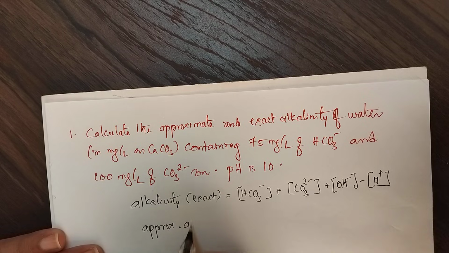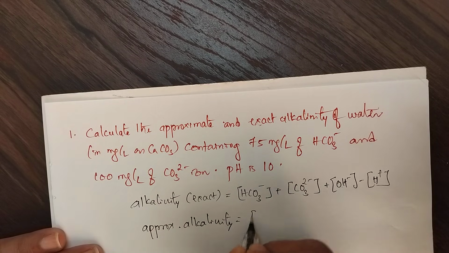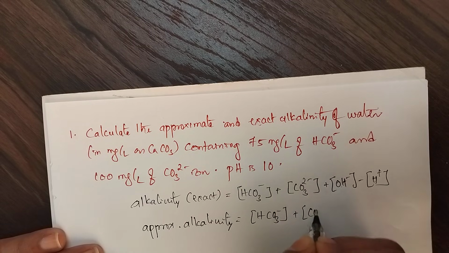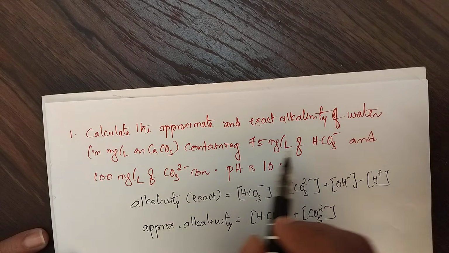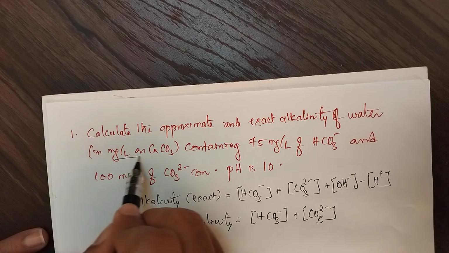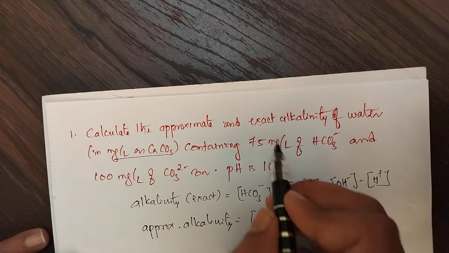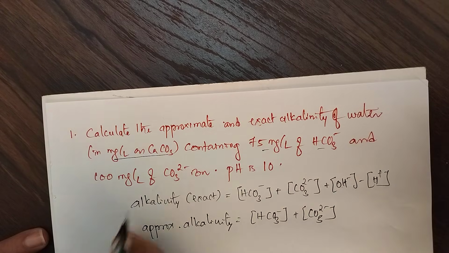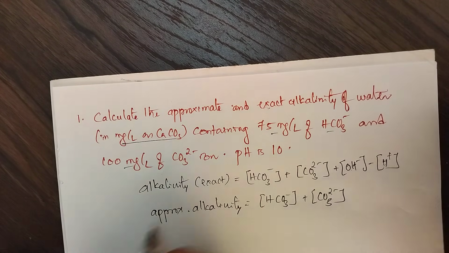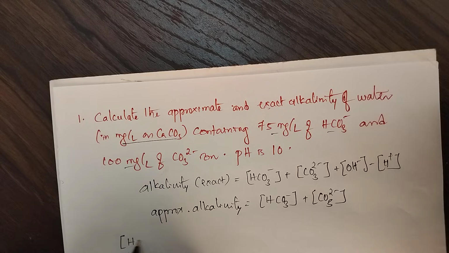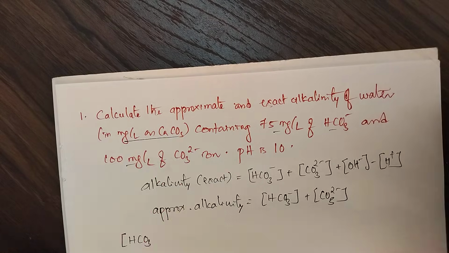So the approximate alkalinity is equal to concentration of HCO3 minus and CO3 2 minus. Since we need to express it as milligram per liter as CaCO3, we have to find equivalent concentrations and then multiply with the CaCO3 equivalent. So let us start with the first one, that is HCO3.